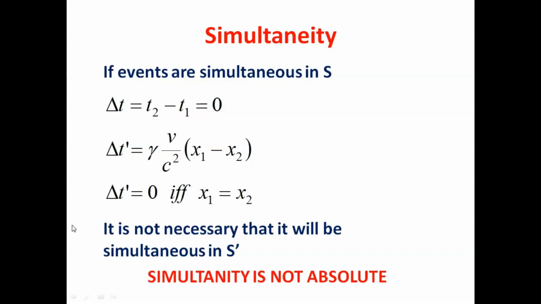So it is not necessary that the events will be simultaneous in S dash. For simultaneity to happen, we enforce that the events should not be at distinct places. Therefore, we conclude that simultaneity is not absolute. If the events are simultaneous in one frame, it is not necessary that they are simultaneous in another frame also.